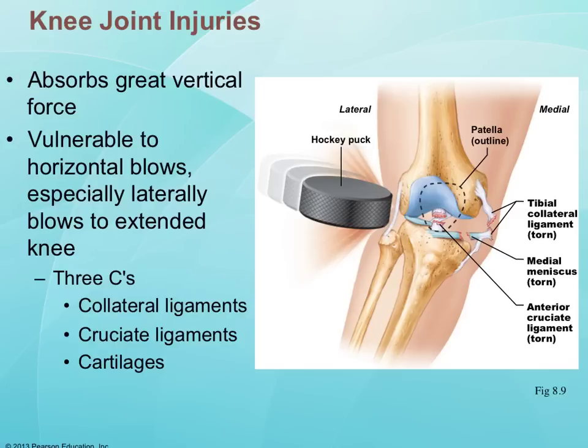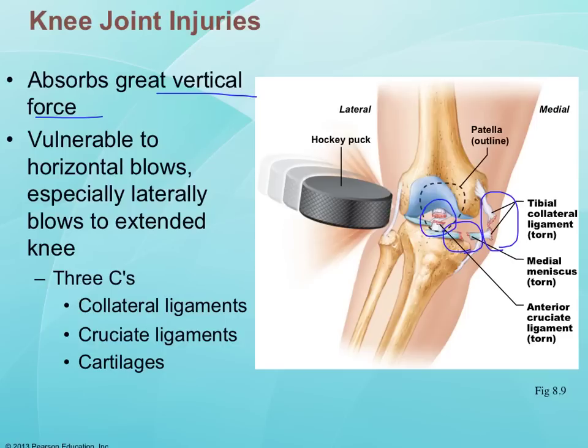Our knee is designed to move forward and backward. The cartilage, such as the pair of menisci, and the ligaments are arranged to prevent lateral and medial movements. So therefore, a great lateral force will damage this arrangement. As this picture shows, a lateral hockey puck hit will tear up the MCL here, and also the medial meniscus, as well as the ACL.